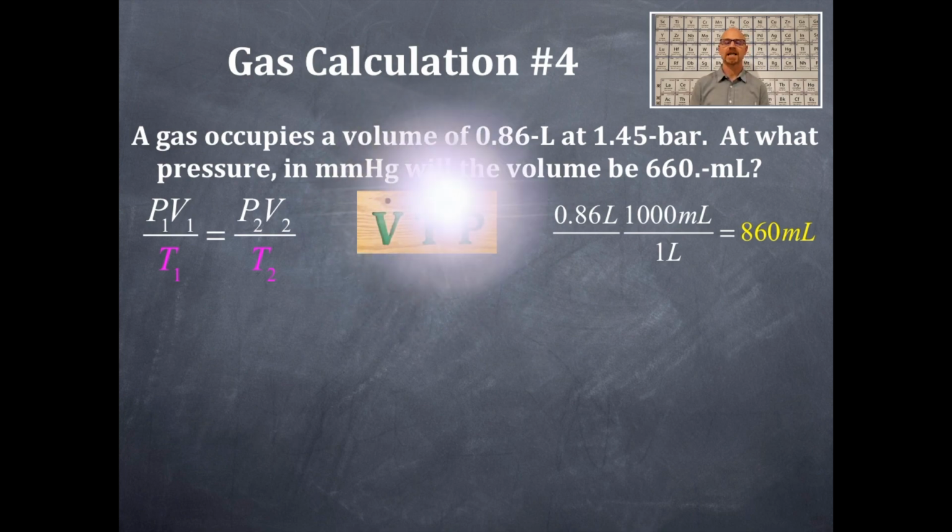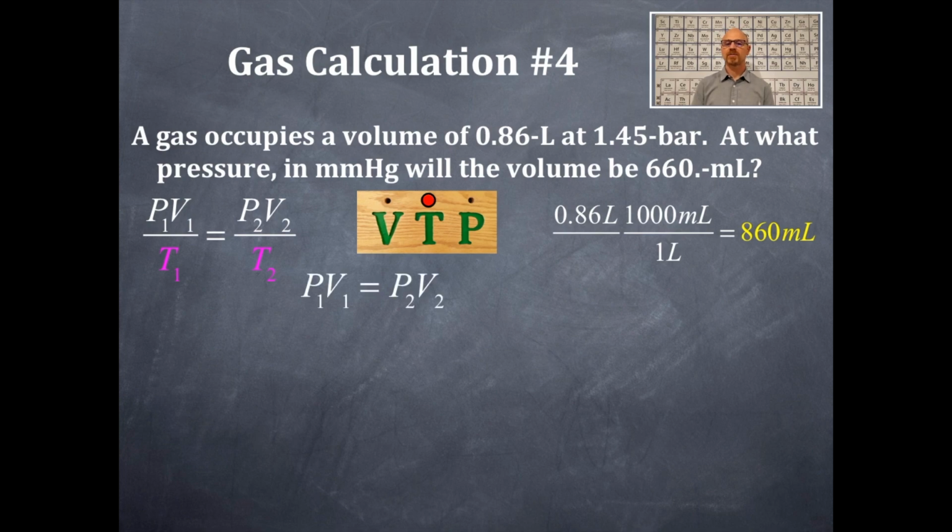Remember, I had this before, and we're going to make a prediction. We are rotating at the temperature, okay? And then we have P1 V1 equals P2 V2. You should see that I have 860 milliliters at 1.45 bar and 660 milliliters. So what's happening to the volume? The volume is going down, therefore the pressure will go up. So I've rearranged the equation to solve for P2. That's V1 times P1 over V2.